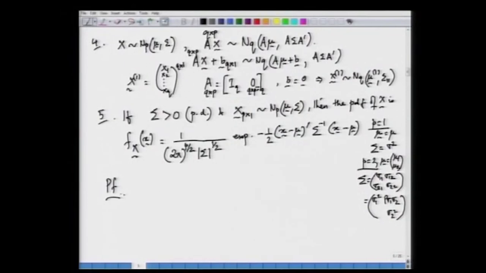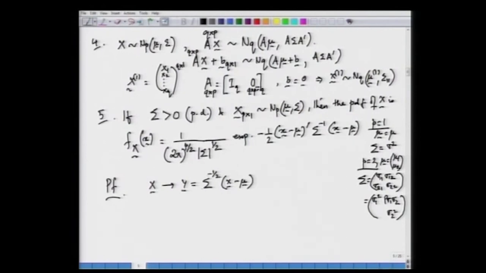Now, we talk about how we get this PDF in the first place. At the very beginning, we take a transformation. So, we consider a transformation from x to y, and y is nothing but sigma to the power minus half, the inverse square root matrix of sigma, and then I take x minus mu.